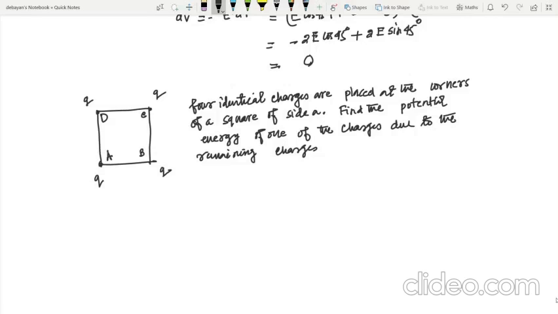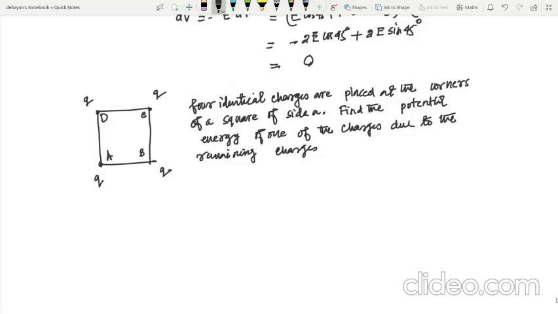So if you want V, that should be nothing but Q by 4 pi epsilon naught, and the distance between B and A is A. Now to find the potential at A due to C, that particular distance is nothing but root 2 A. So you can find the potential is Q by 4 pi epsilon naught root 2 A. So that formula we are using for V at A. And if you calculate it, it should be 1 by 4 pi epsilon naught, 2 plus 1 by root 2.